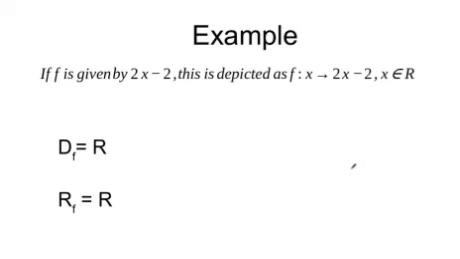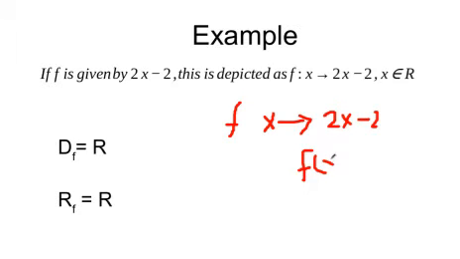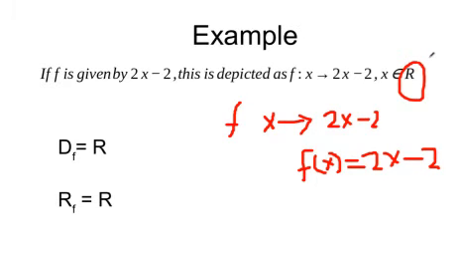Okay, so this is an example like that. So f such that x is mapped to, this is f of x, 2x minus 2. So 2x minus 2 is f of x. You can write it as this, f of x equals 2x minus 2. Same thing, right? They say that the domain is the set of real numbers, right?